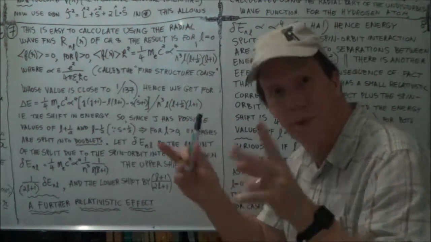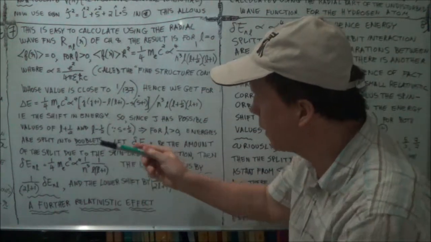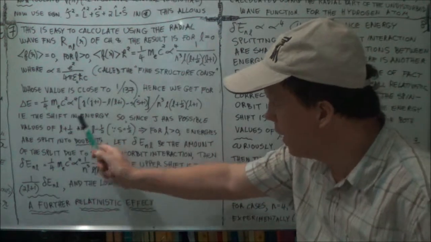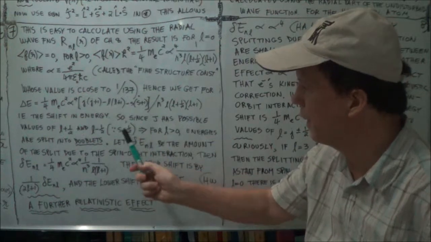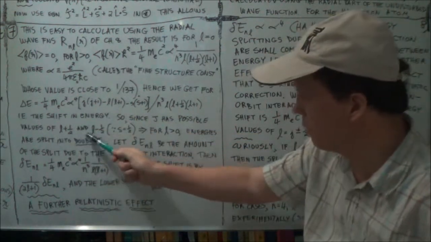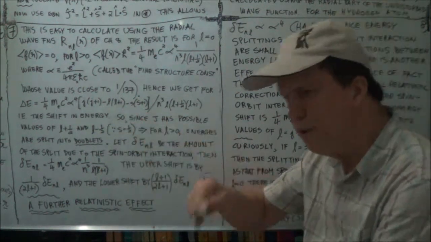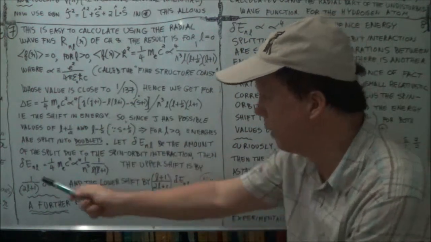switched off, hypothetically, right? The difference, like if you plug in J as L plus a half, and these S's will just be a half, right? And you'll get two values, because there are just two values of J, this and this. So the difference between those two values, the different energies, call that delta E.